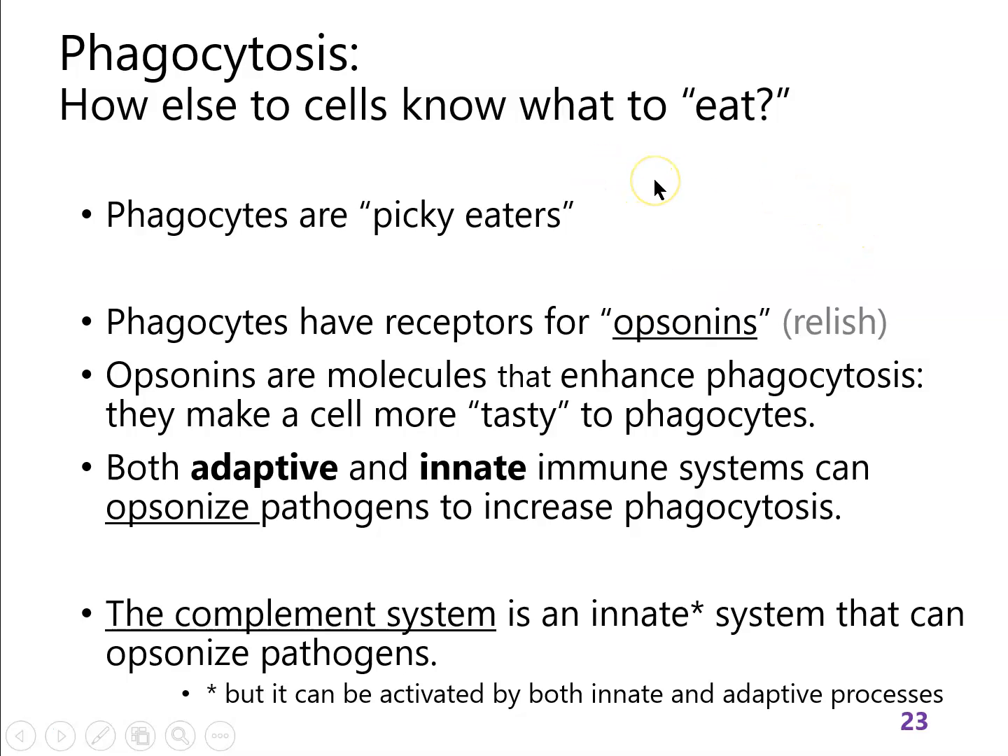The other way that phagocytes know what to eat is opsonization. So they have receptors for opsonins. These are things that make objects more tasty, so to speak.